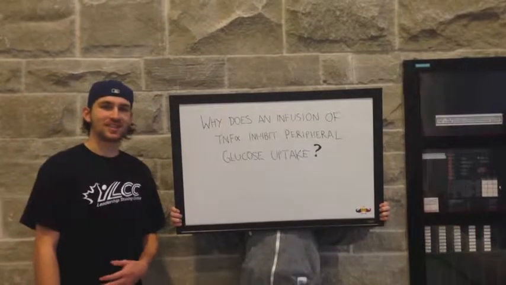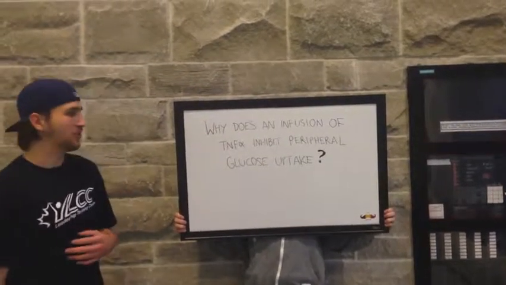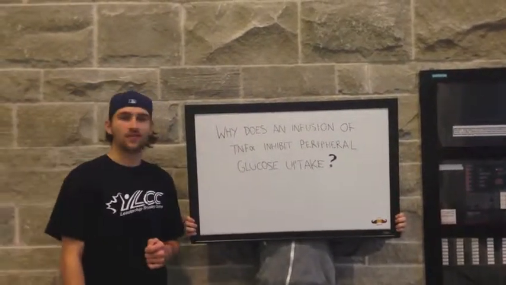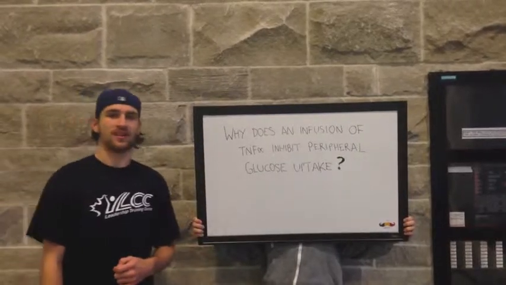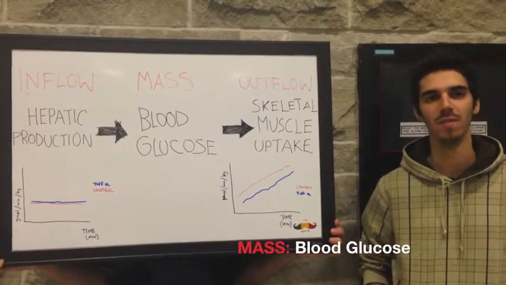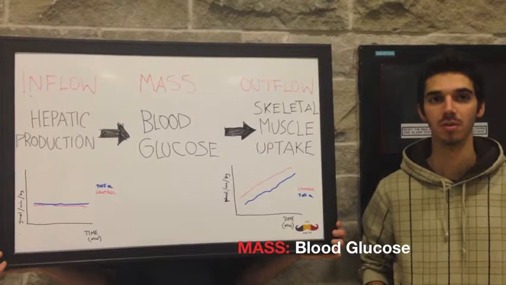We are here today at SKHS to answer the following question. Why does an infusion of TNF-alpha inhibit peripheral glucose uptake? From our question, we define our mass as blood glucose.